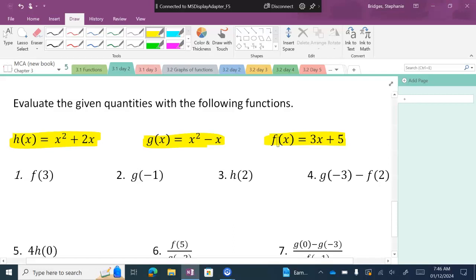And remember, the different letters in front of the functions are just different names. Like we all have different names. That's just how we differentiate between each function, how you know which one to use based off of what it's called. Is it the h function? Is it the g function? Is it the f function?